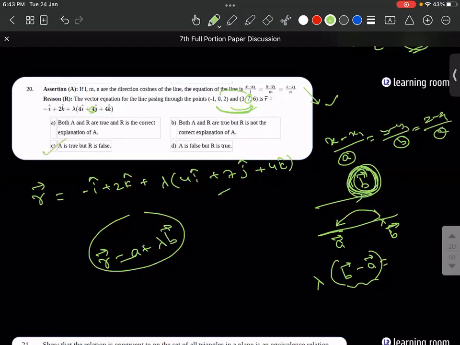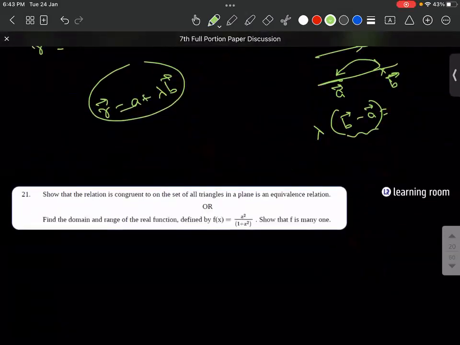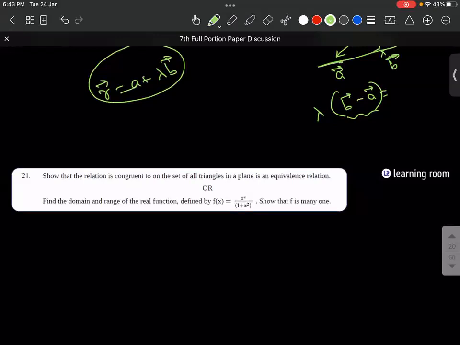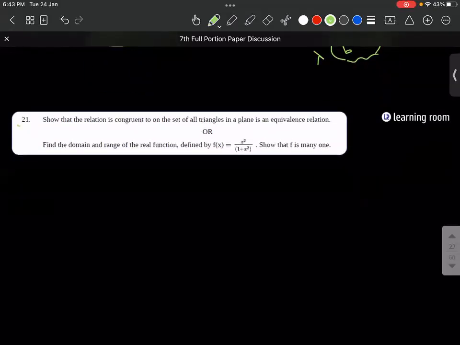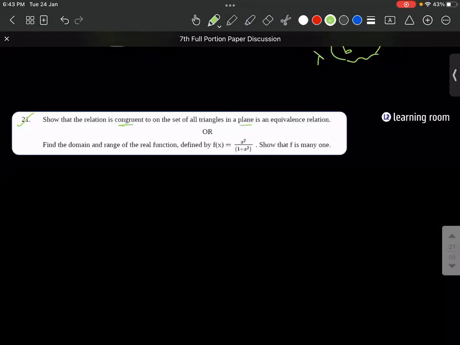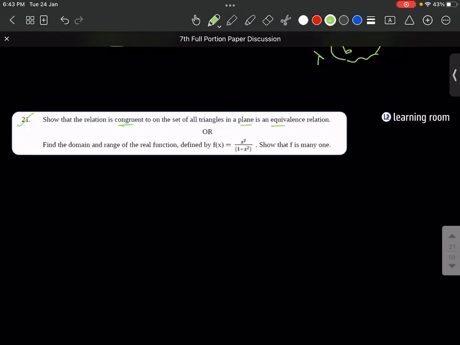Nitish, in the problem, make a note that for 20, C is the right option. Okay, sir. So B is wrong, C is the right option. So 21st you can do. Show that a relation of congruence on the set of all triangles in a plane is an equivalence relation.